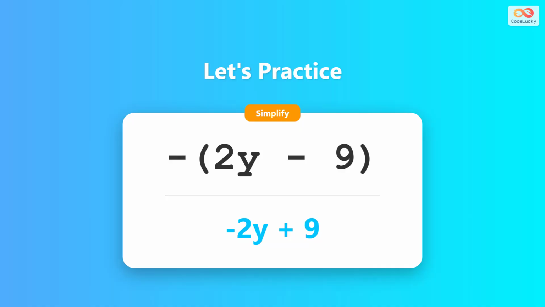Ready to try one? Simplify this expression. Negative, open parenthesis, 2y minus 9, close parenthesis. Pause the video now if you want to think about it. Ready? Distribute the negative to 2y to get negative 2y, then distribute it to negative 9 to get positive 9. The answer is negative 2y plus 9.